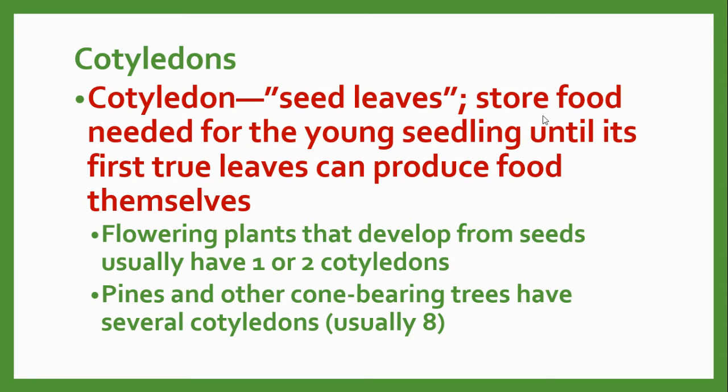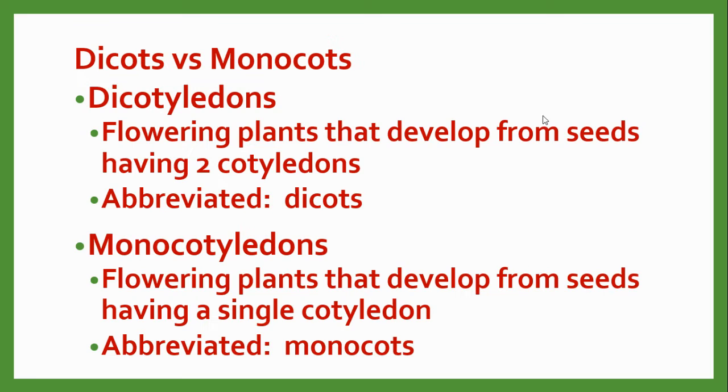Cotyledons. We talked about cotyledons in the last section with seed leaves. These store food that's needed for young seedlings until its first true leaves can start to produce food for themselves. So until photosynthesis can begin, basically. This is from flowering plants that develop from seeds. They usually have 1 or 2 cotyledons, and pines and other cone-bearing trees have several cotyledons, usually 8.